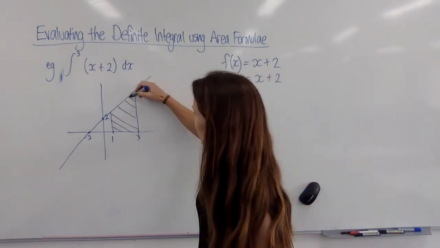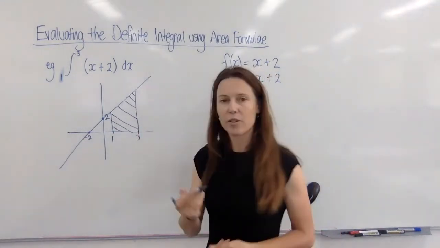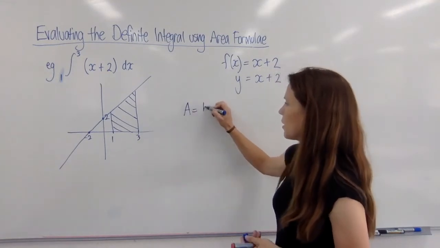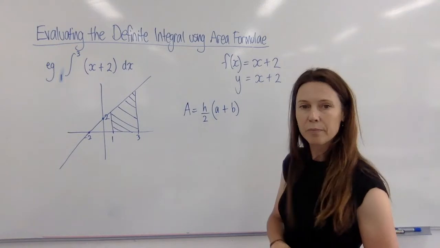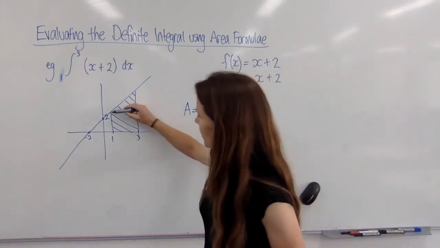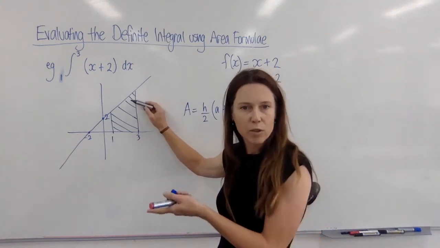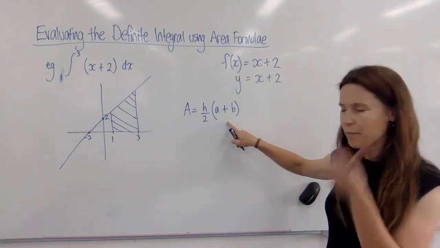Now there's two ways we could go about this. We could say, hey, that looks like a trapezium. So I'm going to use the formula for a trapezium, which says area equals half the height times the top plus the bottom. We could also say, well, we'll break this up, make a rectangle and a triangle out of it. Find the area of the rectangle, the area of the triangle, add them together. You can take your pick. I'm going to go with the trapezium method here.